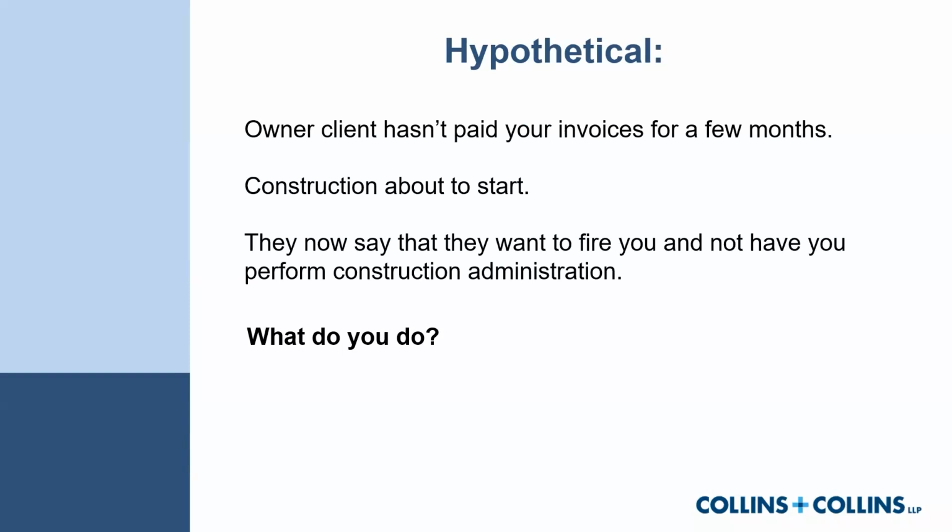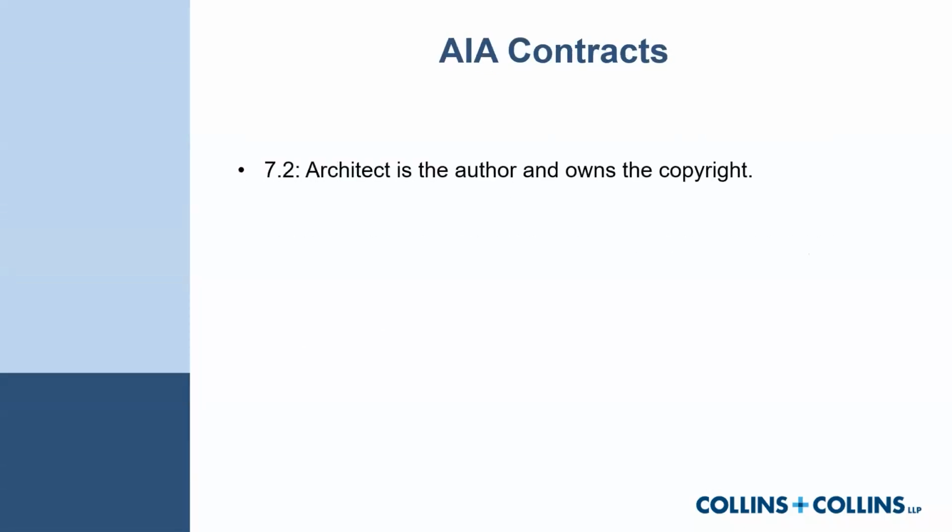Since the owner client hasn't paid your invoices for a few months, and construction's about to start, they send you an email telling you they're going to fire you, and they don't want you doing any of the construction administration on the project. What do you do? That's when your contract comes in handy.